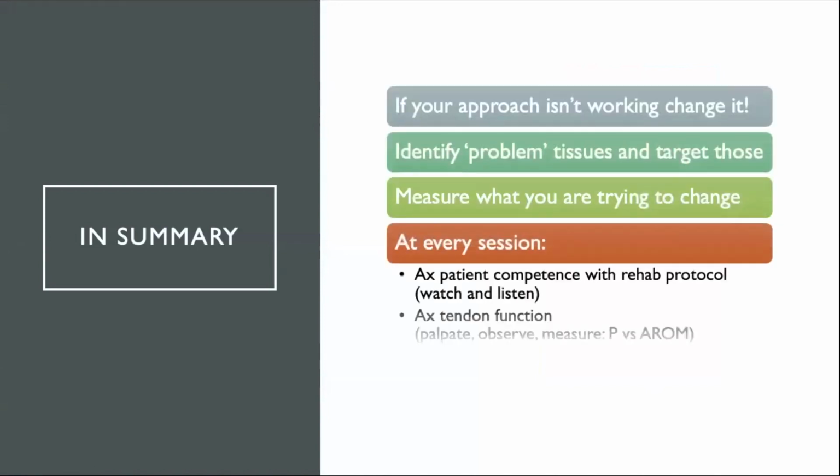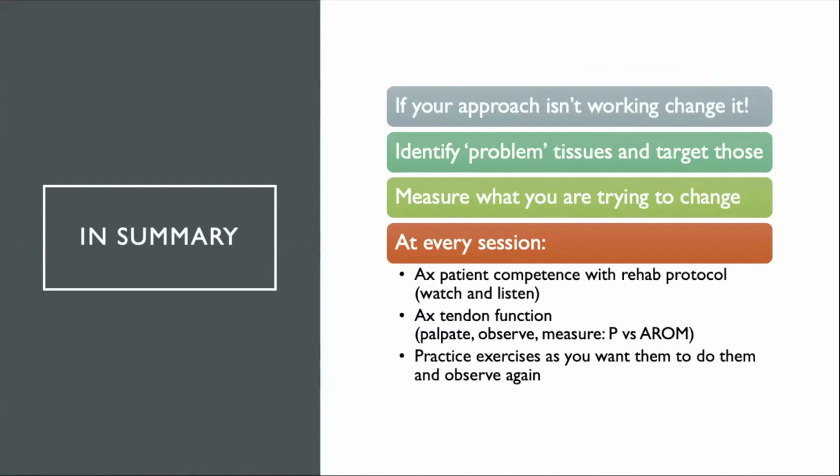So, in summary, remember the impact of internal and external resistance factors on the work of flexion and smooth, effortless tendon glide, and keep them front of mind in the assessment and treatment, reassessment, and modification of treatment programs as you're going. And finally, if your approach isn't working, change it. Identify problem tissues and target those specifically. Measure what you're trying to change, because I think that always helps to see progress, and patients really appreciate that.